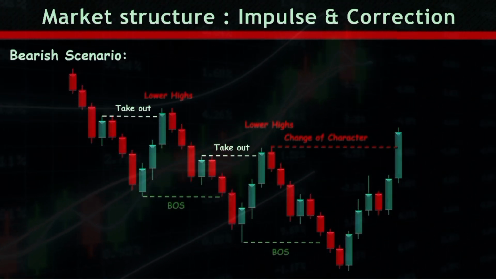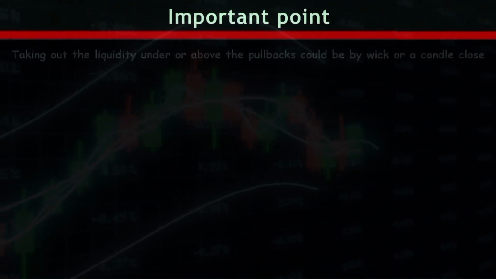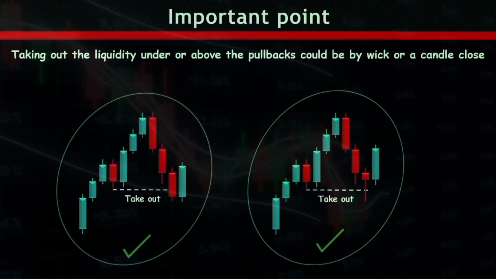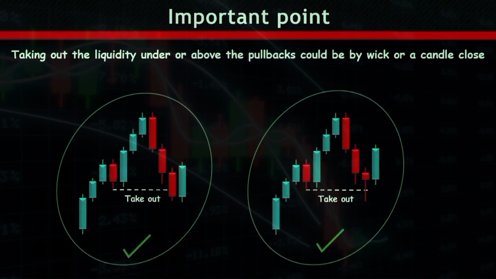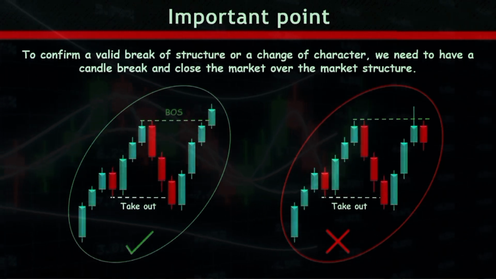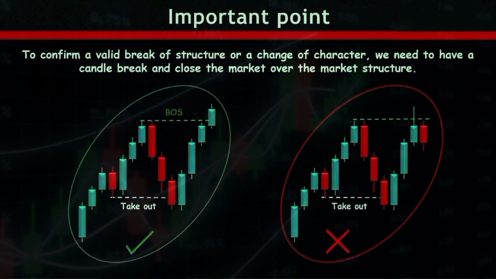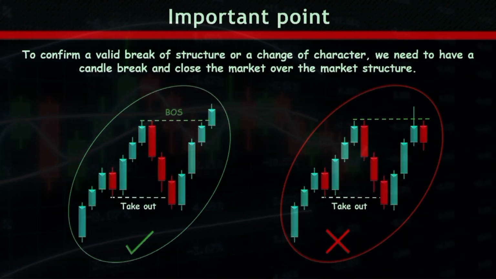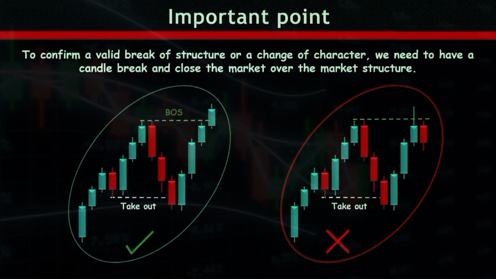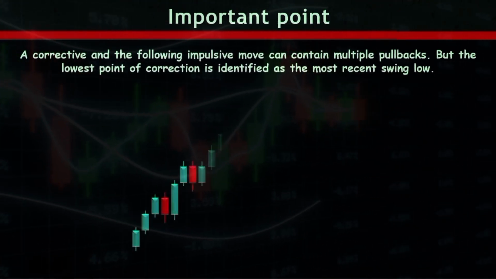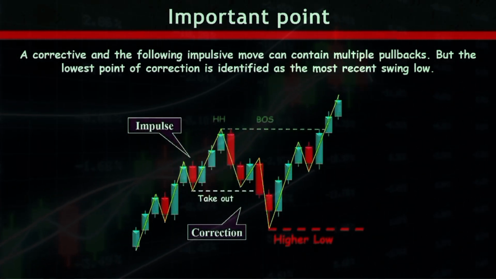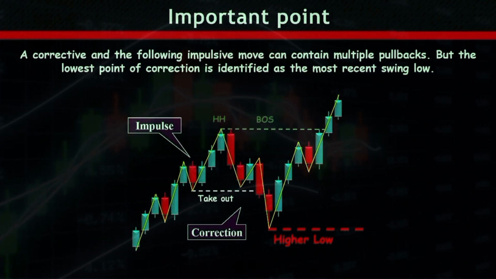Here come a couple of important points. Taking out the liquidity under or above the pullbacks could be by wick or a candle close. Both of them are valid to confirm a valid break of structure or a change of character. We need to have a candle break and close over the market structure. Wicking below or above the zone is not valid. A corrective or the following impulsive move can contain multiple pullbacks, but the lowest point of the correction is identified as the most recent swing low.